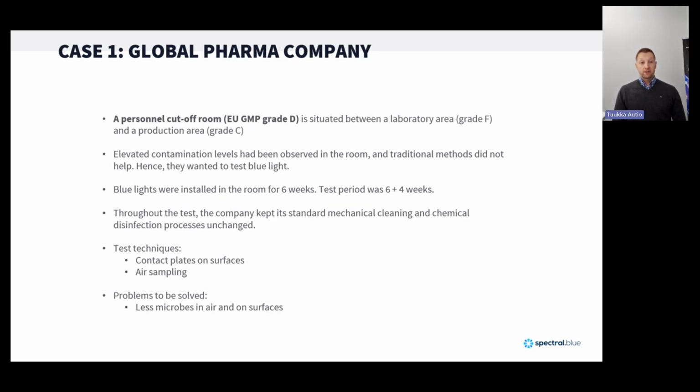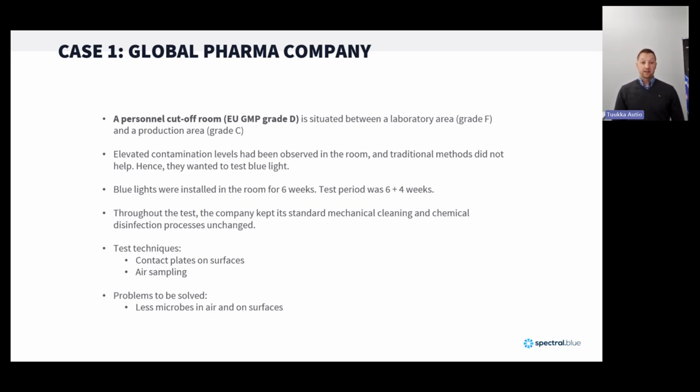So we arranged a test with them where we installed the devices in that single room for 6 weeks. And we observed the results for 6 weeks of active use of blue light and 4 weeks afterwards without blue light. In order to isolate the effect of blue light, the only thing that was added was the blue light devices, and all other processes, cleaning and chemical disinfection, was kept the same. So any change that you see should be caused by blue light and nothing else.